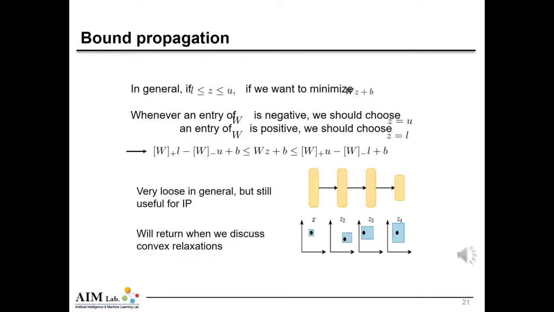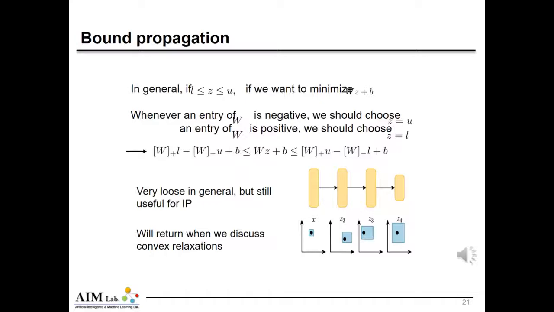One natural choice to compute fast is to use simple interval bounds. If we have some bounds on Z, then the question is how large or small could we make the term WZ plus b? Let's consider a single entry of WZ plus b. If we want to minimize this term, whenever an entry of W is negative, we should choose Z as the upper bound, and whenever W is positive, we should choose Z as the lower bound to minimize the term WZ plus b, and vice versa to maximize it.